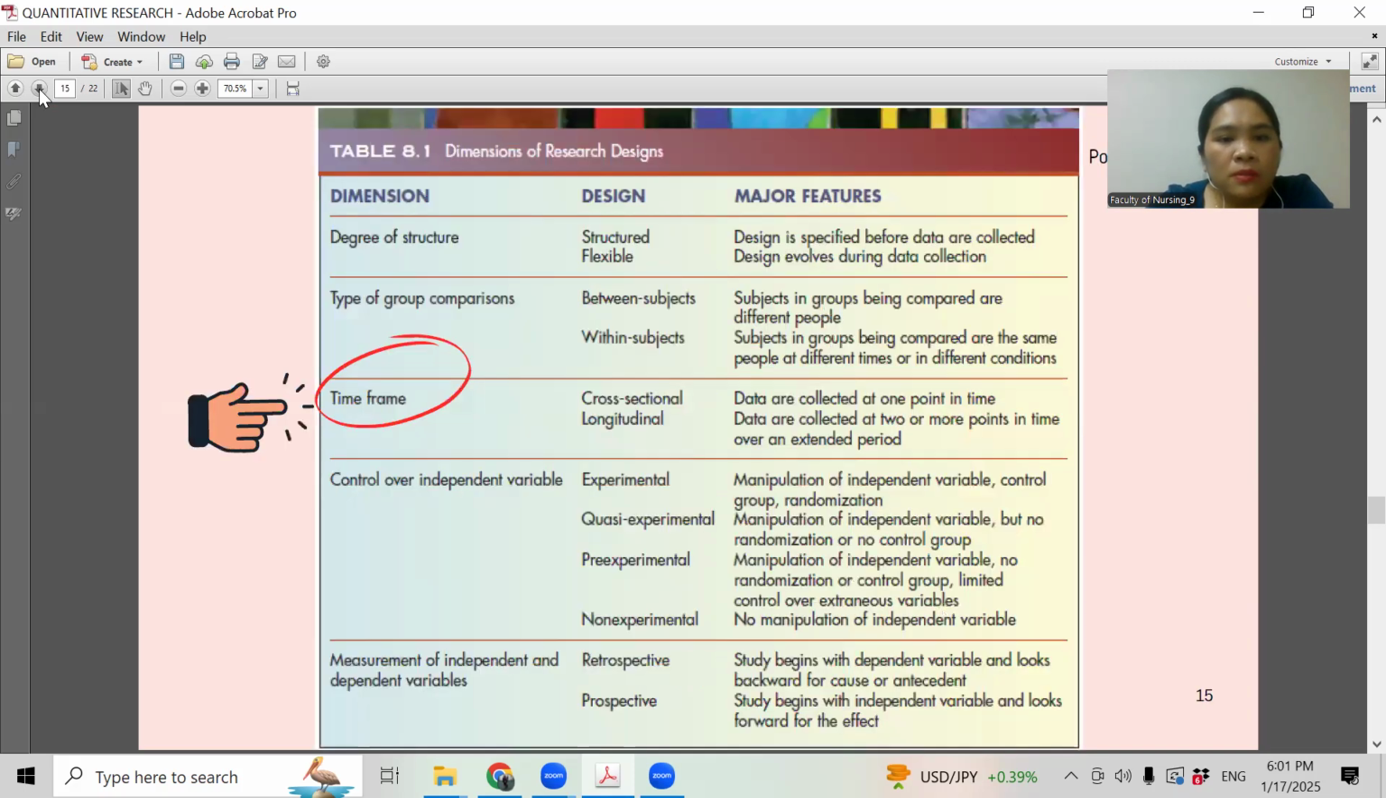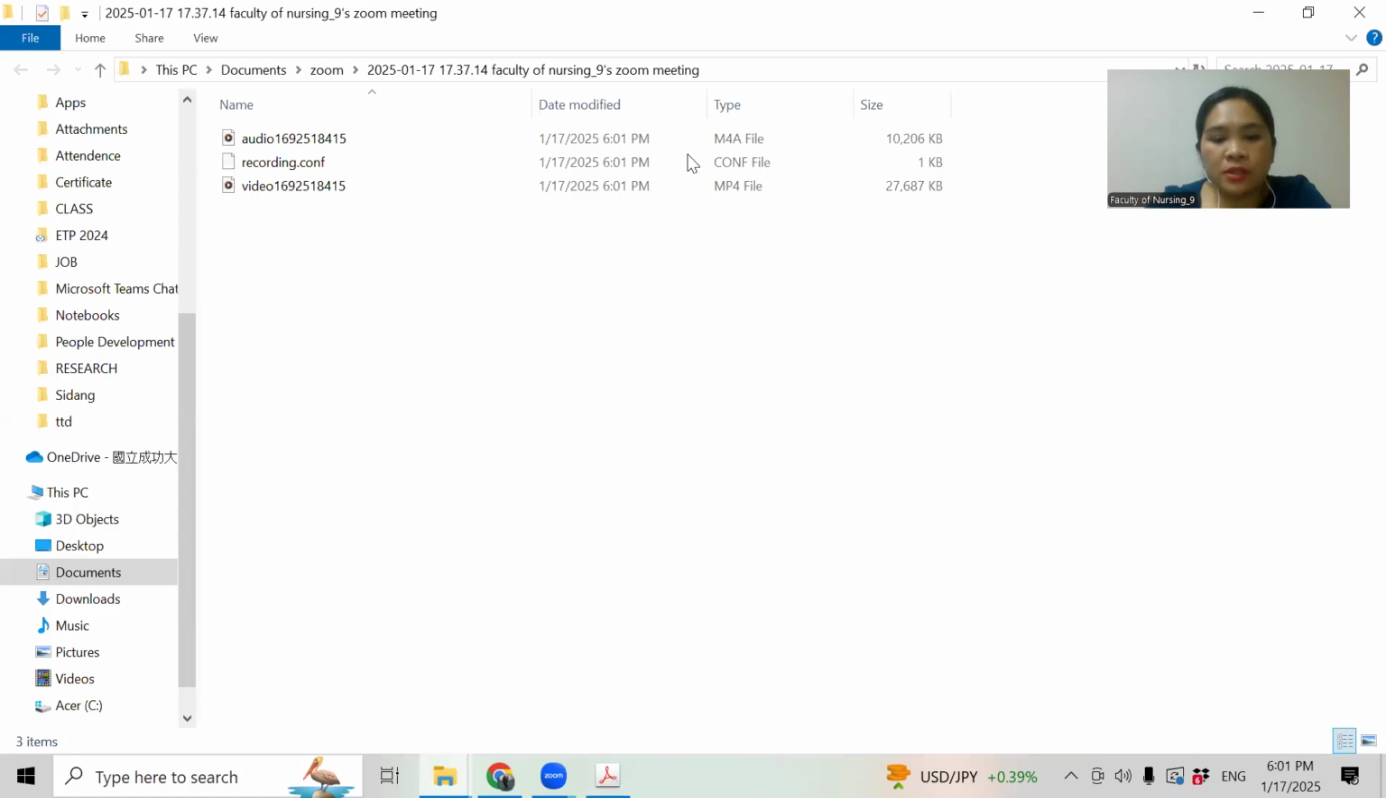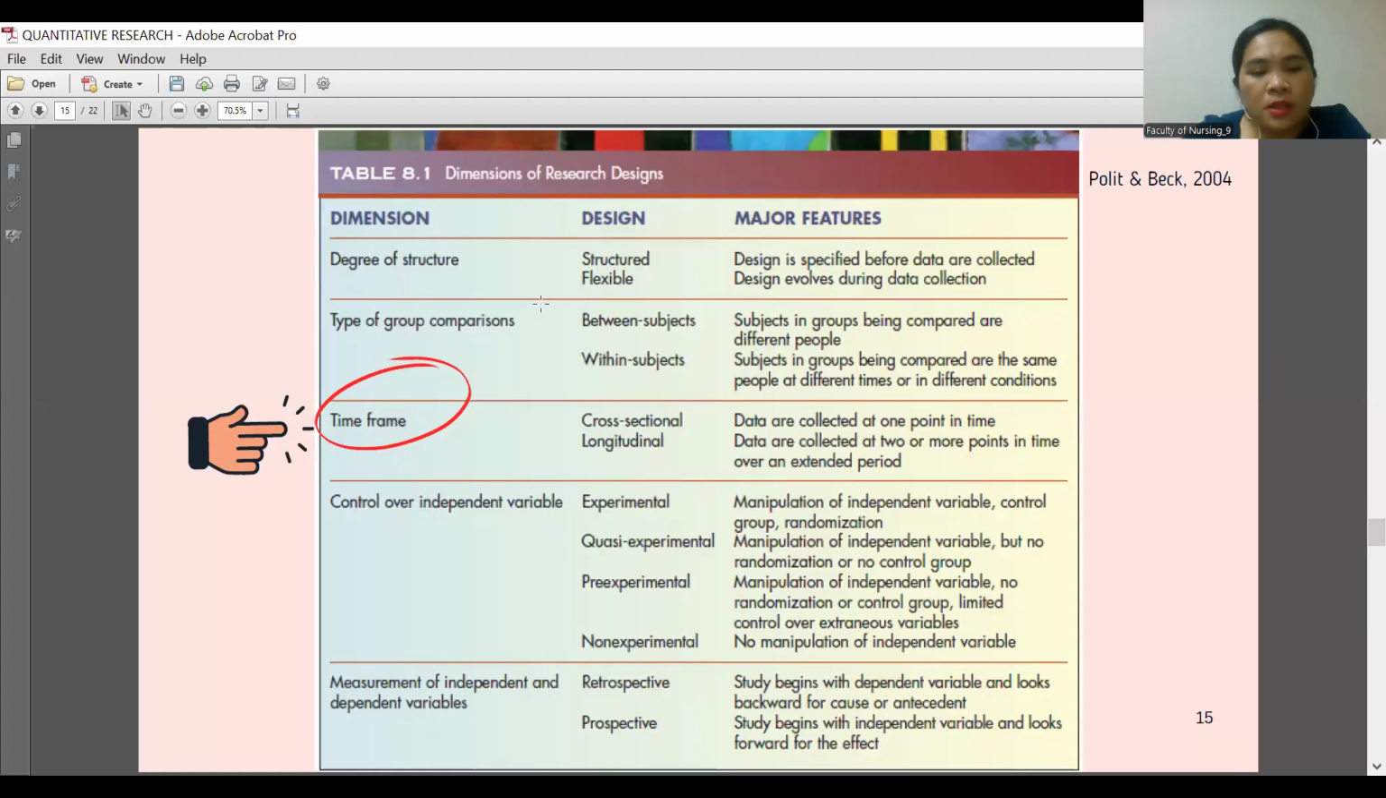Next, we talk about the dimension of quantitative research. The time dimension of quantitative research has cross-sectional, where the data are collected at one point in time. The longitudinal is where the data is collected at two or more points in time.